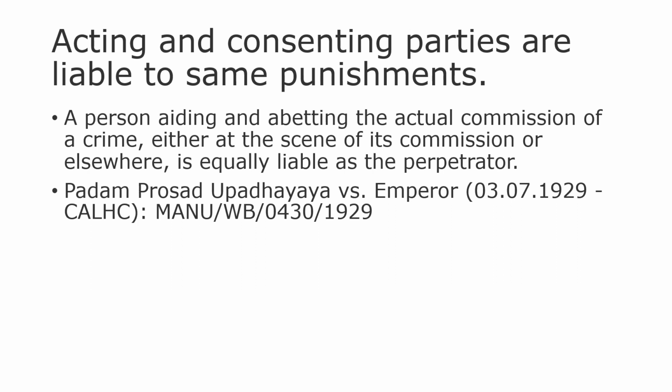Acting and consenting parties are liable to the same punishment. What this legal maxim basically states is a person aiding and abetting, in other words assisting the actual commission of a crime, or misleading the court, which actually is a crime, is just as guilty as the person that actually did it. So, if you go to court and you're dealing with the prosecutor on the other side, and he's breaking the law, and you advise the judge that he or she is breaking the law, and the judge goes along with it anyway, then the judge is just as guilty as the prosecutor was for committing that crime in the first place.